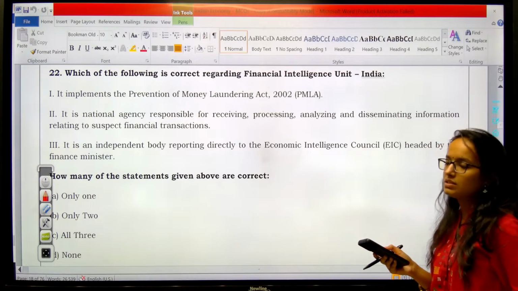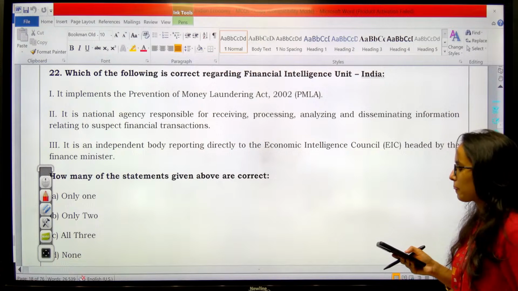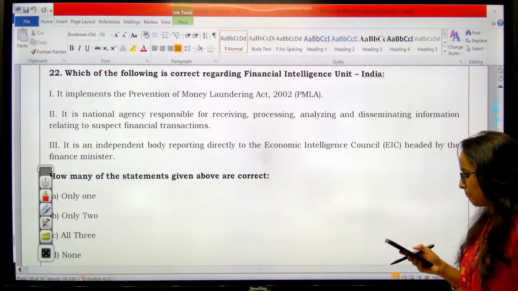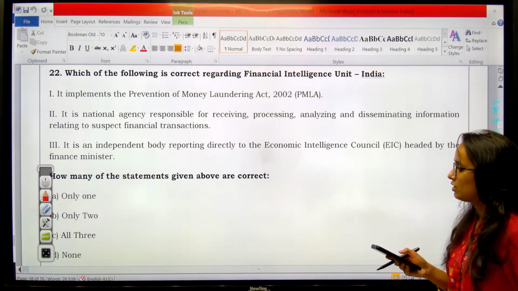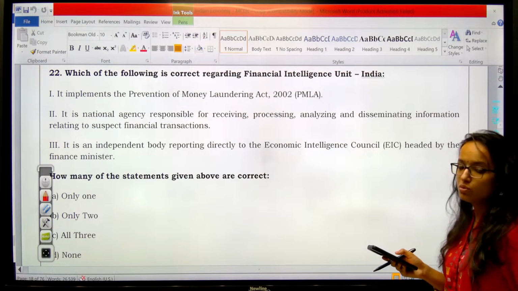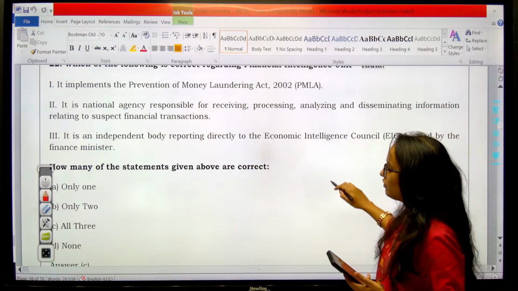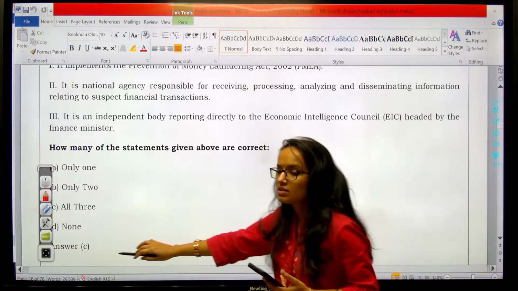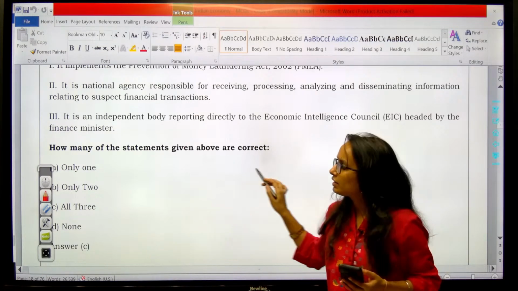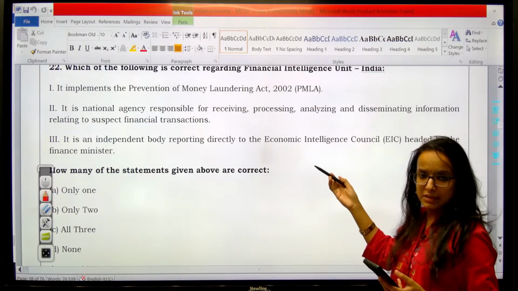Regarding Financial Intelligence Unit. Any answers? Question number 22. So all of them seem to be correct, right? Answer is C. All of them are correct. Yes, it implements the PMLA Act.